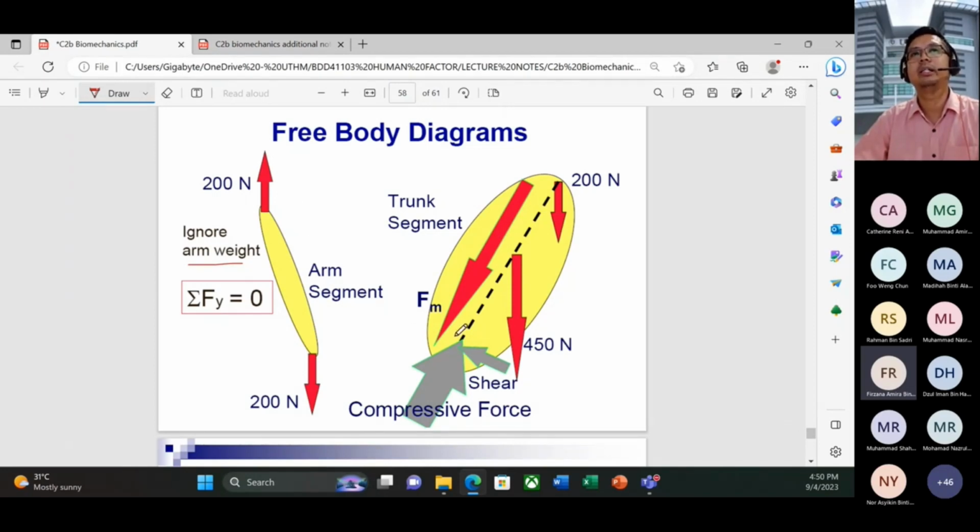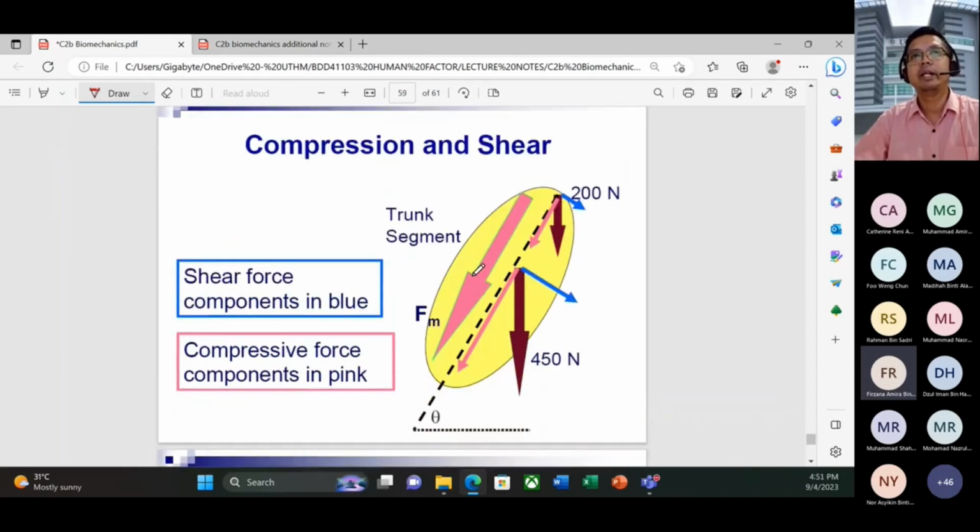In which this is the trunk segment. If you look at the trunk segment, compressive force will be starting here. This is a shear force. And then they give you the muscle force, the moment force. When we look at the shear force component, it is in blue color, meanwhile the compressive force is pink. So when we call it a compressive force, it will be here. This is a certain degree.